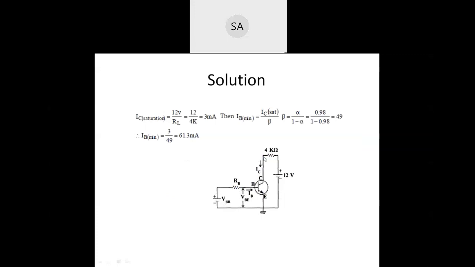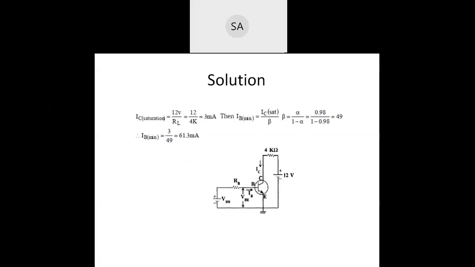So this output current IC is equal to V by R. That is the supply voltage of 12 volts divided by the load resistance RL, which is 4 kilo ohms. Substituting, we get 12 by 4K, and with the numerator in volts and the resistance in kilo ohms you get milliamperes. So I is equal to V by R, and 12 by 4 is 3 milliamperes. Then we have to find out the minimum base current.